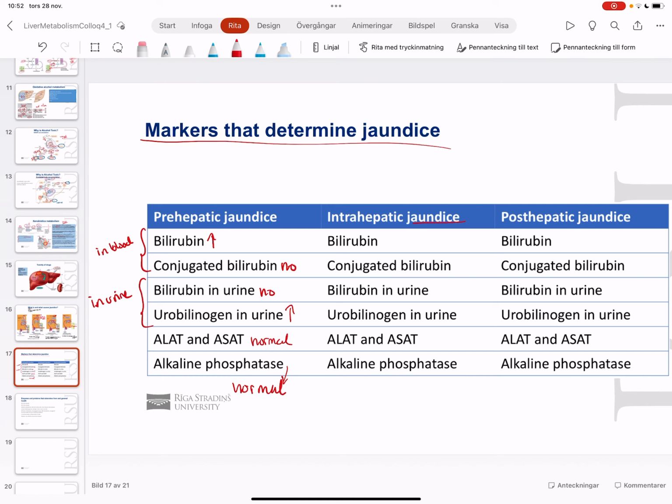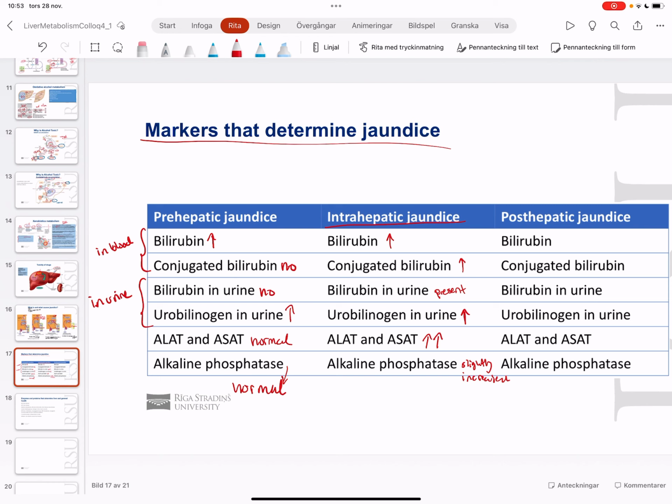Then in intrahepatic jaundice, bilirubin in the blood will be increased. Conjugated bilirubin will also be increased. Bilirubin in the urine will be present, but the urobilinogen in the urine will be increased. ALAT and ASAT will be definitely increased, and alkaline phosphatase slightly increased or normal.